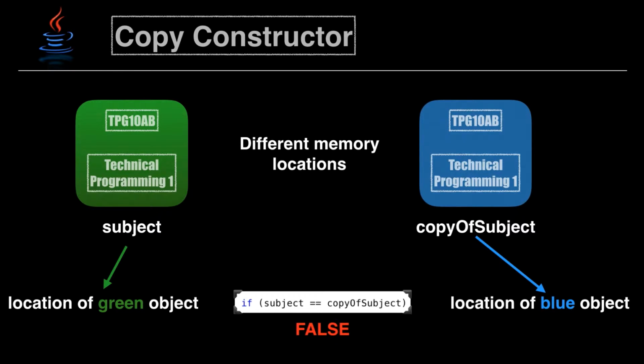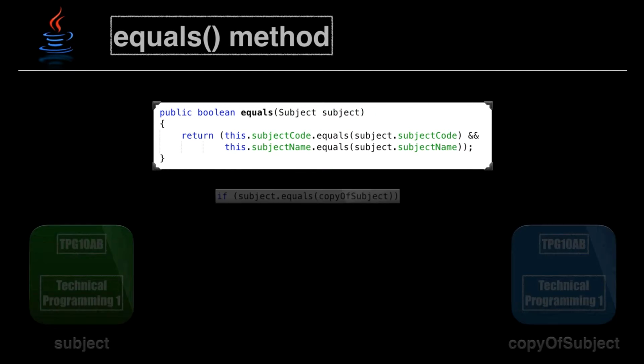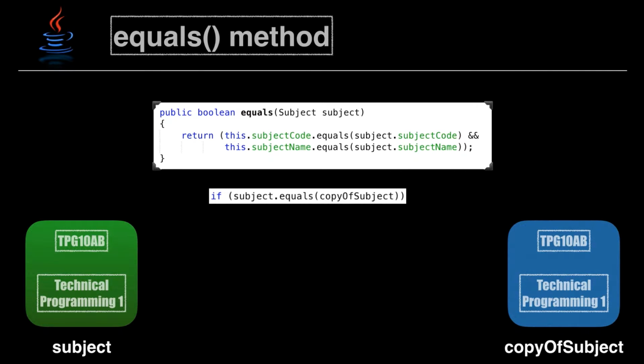So how can we then test if two objects of the same class are identical? We need to write the equals method. Your equals method will need to return a Boolean value as we are testing to see if two objects are equal or not. You will also need to pass in a subject object, that's an object of the same class, to compare this to. It is very important now to realize that by calling this equals method, we have a subject object that calls the method and a subject object that is passed into the method. Our green object in this statement is the object that calls the equals method, and the blue object is the object that is passed into the method.